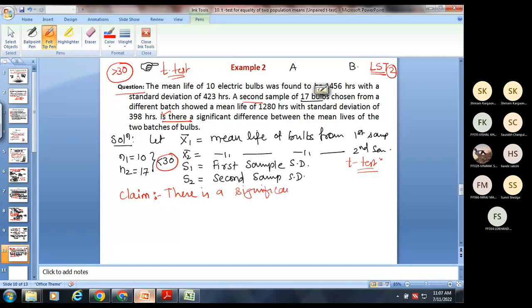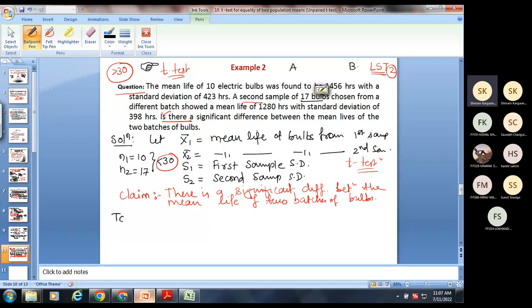Significant difference between the mean life of two batches of bulbs. So this is the thing. There is a significant difference.